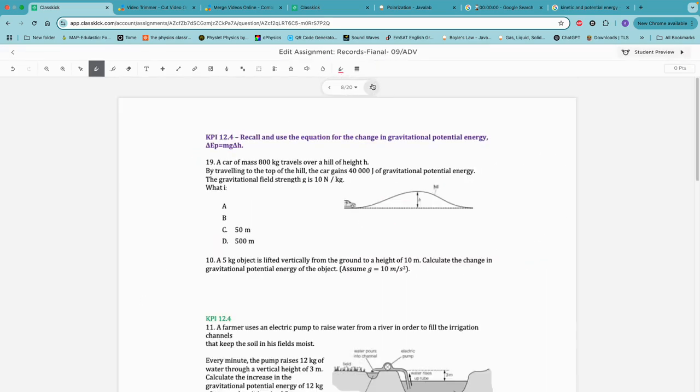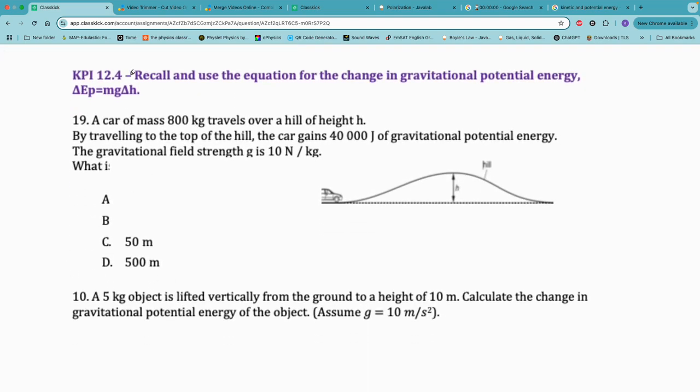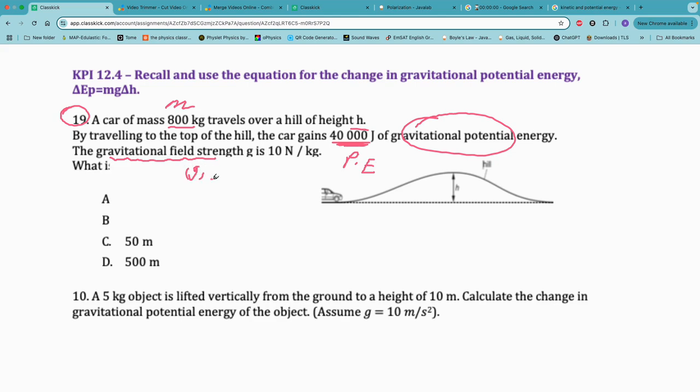Next part here, it's this part we're gonna use the formula. A car of mass 800 kilograms, so this is the mass, travels over this height. By traveling to the top of the hill, the car gains 40,000 joules as gravitational potential energy. So this is potential energy, and the gravitational field strength, which is g, is equal to 10. We need to calculate the height.